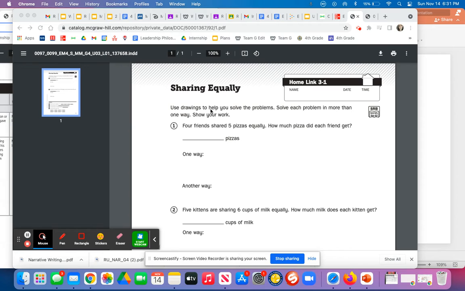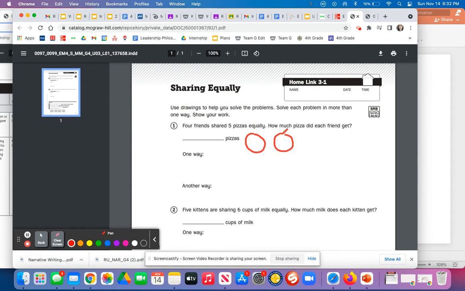Your directions say to use drawings to help you solve the problem, solve each problem in more than one way, and show your work. So for number 1, 4 friends shared 5 pizzas equally. How much pizza did each friend get? So the first method that I'm going to choose here is to draw my whole pizzas. I have 5 whole pizzas.